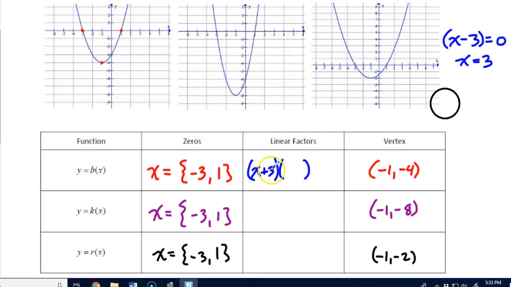And let's think about this one. When I have my other linear factor, it would be x being a 1, so x - 1, and 1 minus 1 is going to give me a 0. So these would be the linear factors for those zeros. And it turns out for those and those zeros, they're the same.